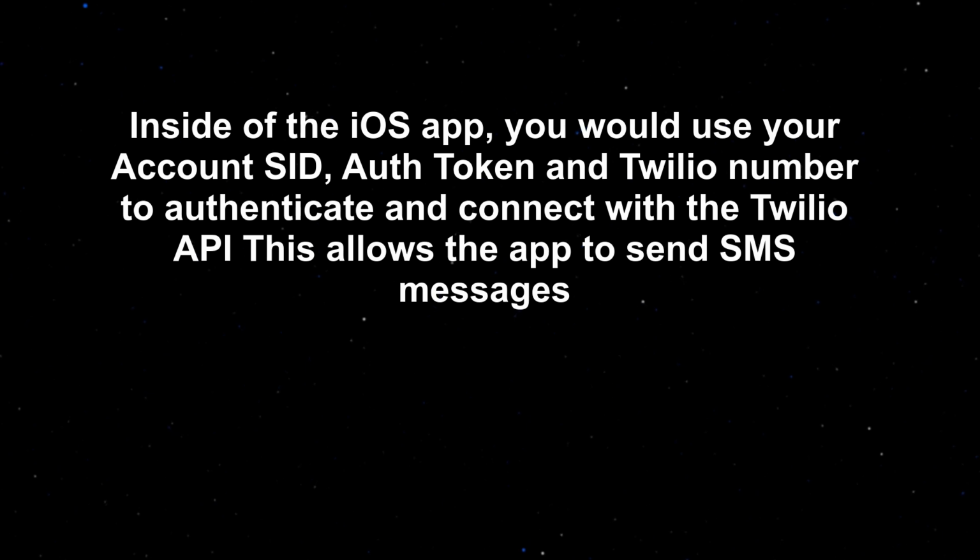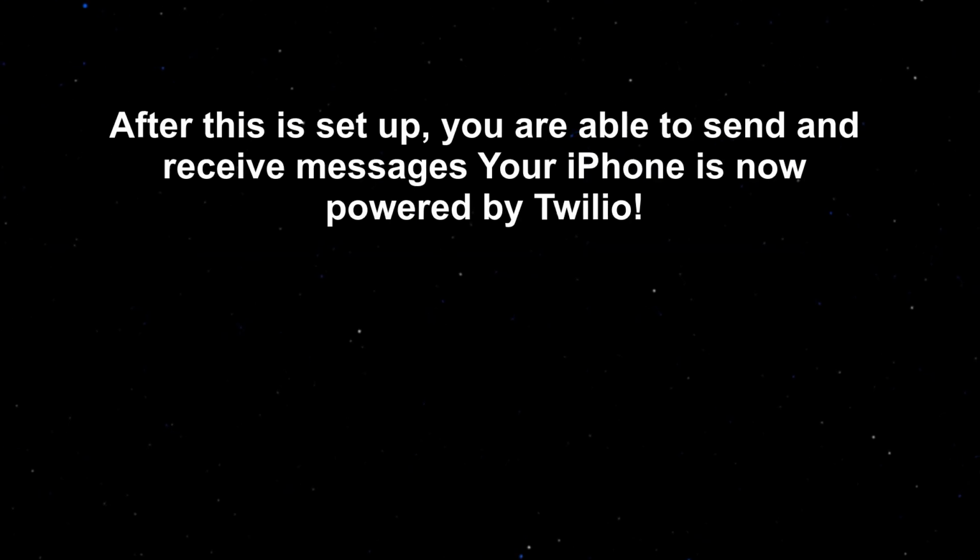Inside of the iOS app, you would use your account SID, Auth token and Twilio number to authenticate and connect with the Twilio API. This allows the app to send SMS messages. After this is set up, you are able to send and receive messages. Your iPhone is now powered by Twilio.